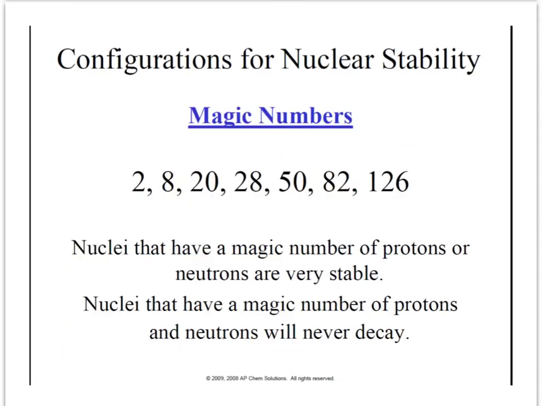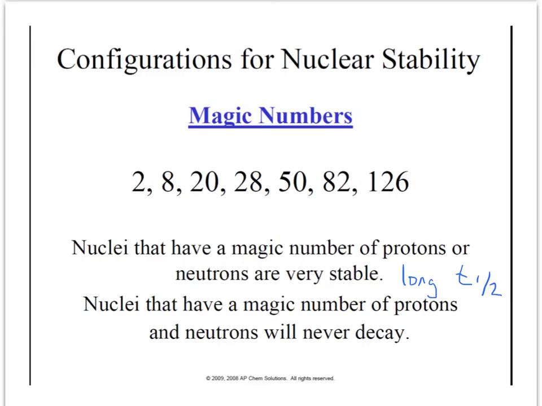Ladies and gentlemen, I present to you the magic numbers. These numbers are 2, 8, 20, 28, 50, 82, and 126. What these numbers mean in the nucleus is that if you have one of these numbers of protons or neutrons, so if you've got 20 or 50 or 2 or 8 protons or neutrons, those elements will be very stable, which means they will have a long half-life, which means they'll take a very, very long time to decay. They'll be very slow about it because they're mostly happy.